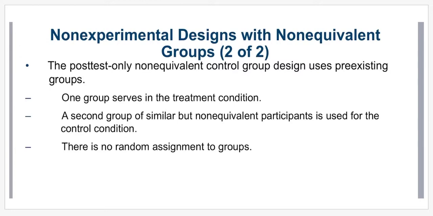Again, there's no random assignment here, but the second group of participants that had not received the treatment is considered our control group. But again, it is a non-equivalent control group because it was pre-existing. We did not randomly assign. So again, it's called a non-equivalent control group.